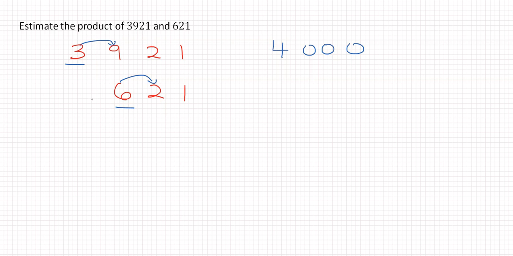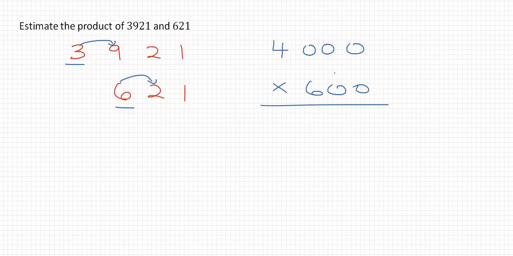Now, our final example. Find the product of 3,921 multiplied by 621. Let's go ahead and underline our non-zero value. So 3 and 6. We look to the right here, we have a 9. Because it's greater than 5, we're going to round up to 4,000. We look to the right of 6, we have a 2. Because it's less than 5, we round down to 600.